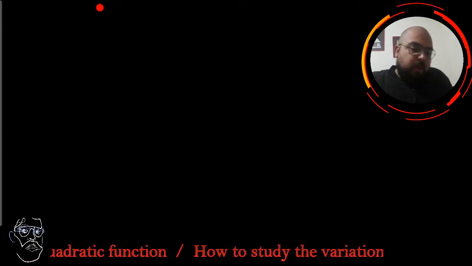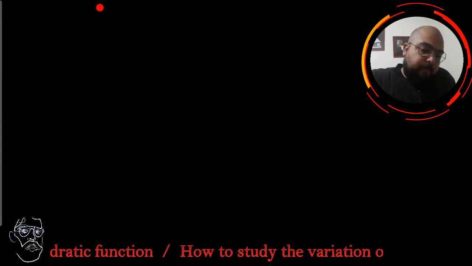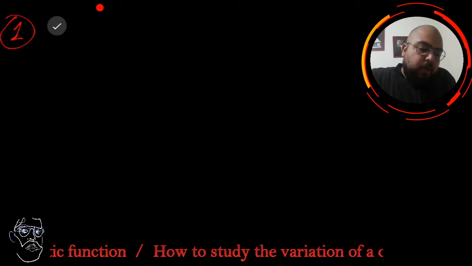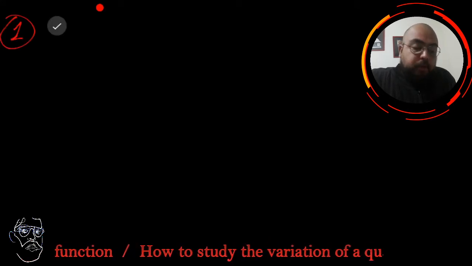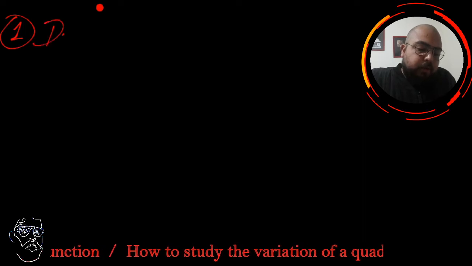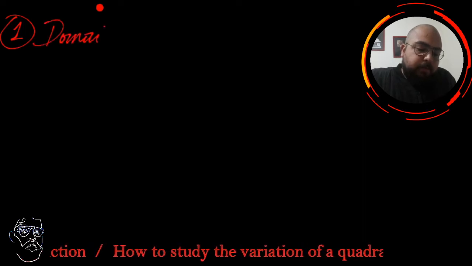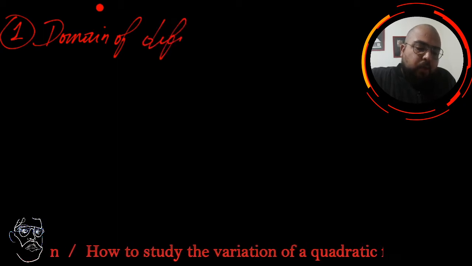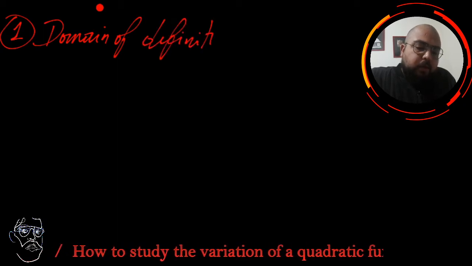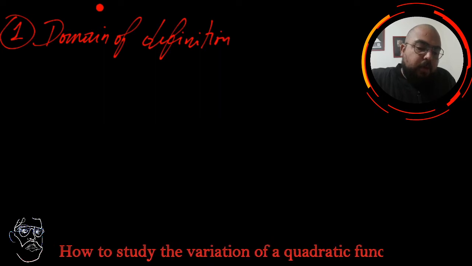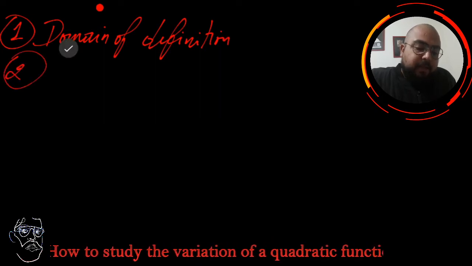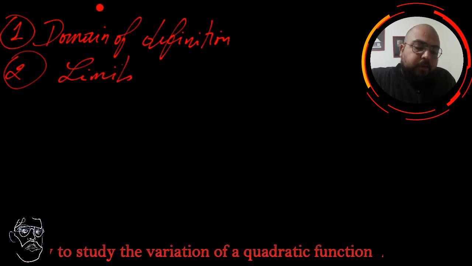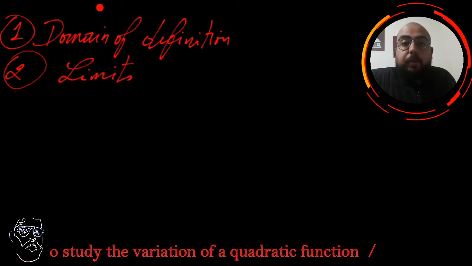Let's start. The first step is to talk about the domain of definition. The second one, once you have done the domain of definition, you should talk about the limits. You should calculate the limits, and of course, regarding the values that you have in your domain of definition.